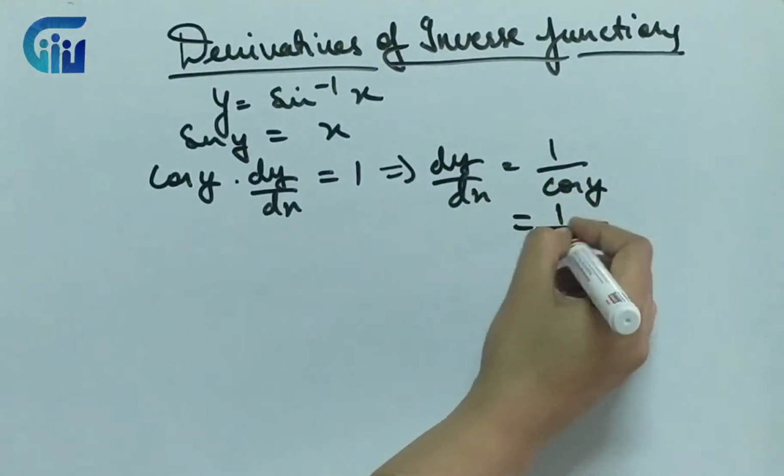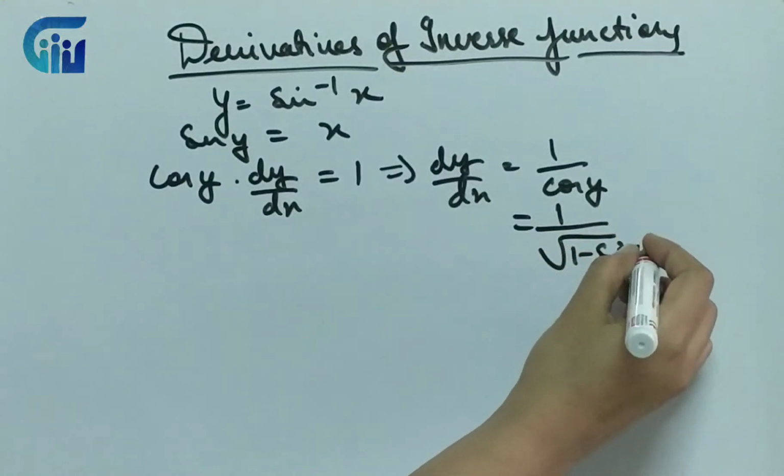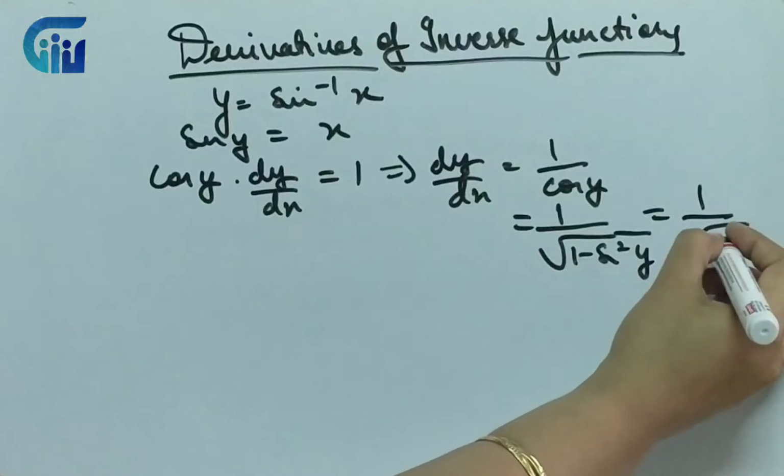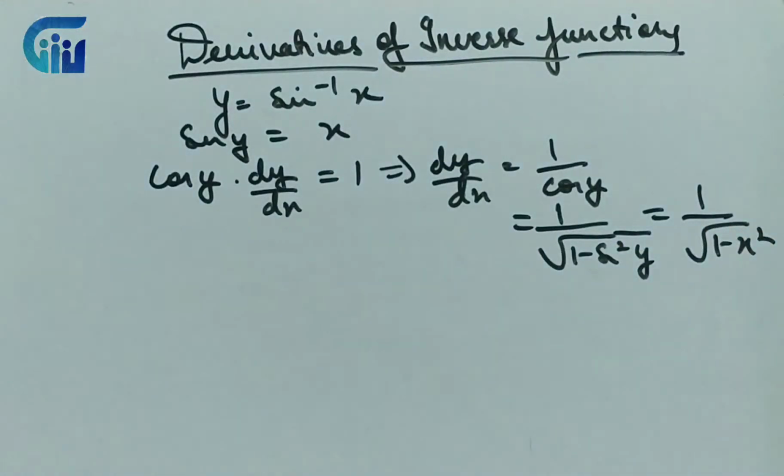1 upon cos y को हम लिख सकते हैं 1 upon under root of 1 minus sin square y. अब sin y क्या था? sin y was x. So 1 upon under root 1 minus x square. इसी तरीके से हम सारे inverse functions को find करेंगे.